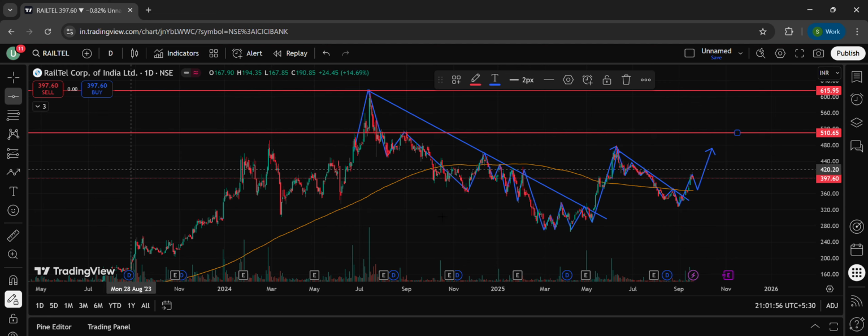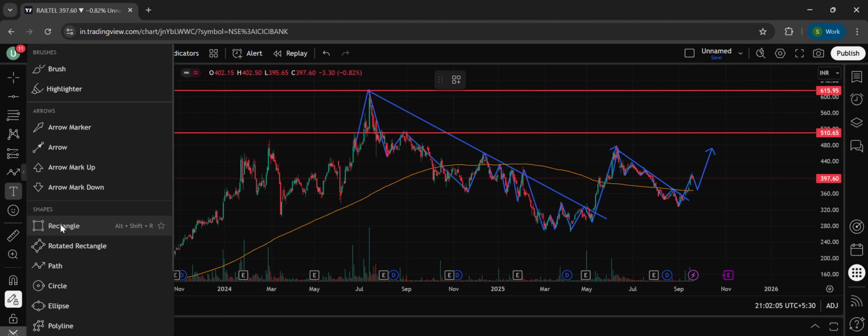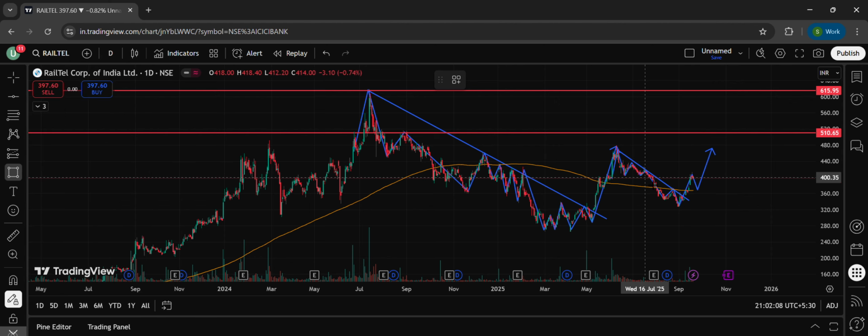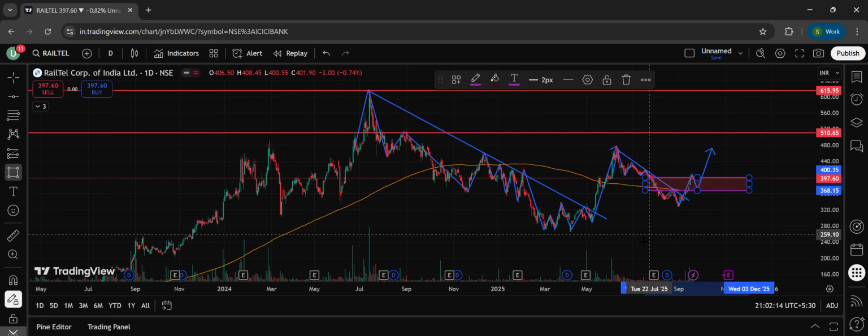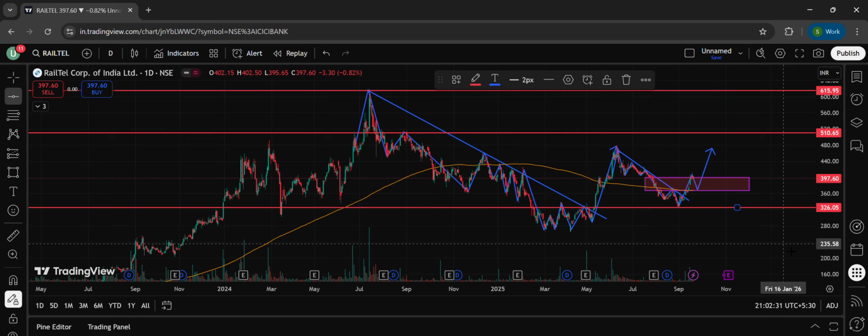And where can I enter? Let me roughly mark the zone of entry. You can take entry starting from today's price, let's say 400, till here, let's say 360, 370. As long as it is in this box, you can take an entry. Starting from 400, you can continue accumulating till 370. Where should your stop loss be? Your stop loss should be strictly at 326. You must maintain it. If it breaks below 326, you must exit.